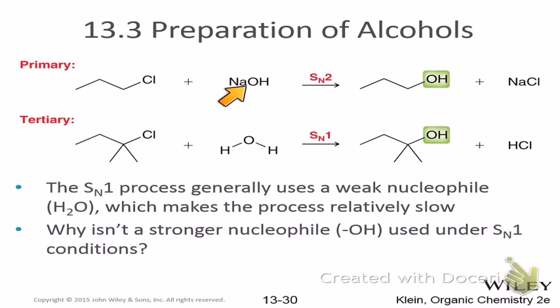Because it's SN2, you can use a strong base. You can use sodium hydroxide, which is a strong base. And even though it could cause elimination, substitution is much faster at a primary than a secondary or tertiary. Here, you couldn't use sodium hydroxide because it would just cause elimination, and you would get an alkene out of this instead. So you have to use a weak base. It's also a weak nucleophile. And that favors the SN1 mechanism.